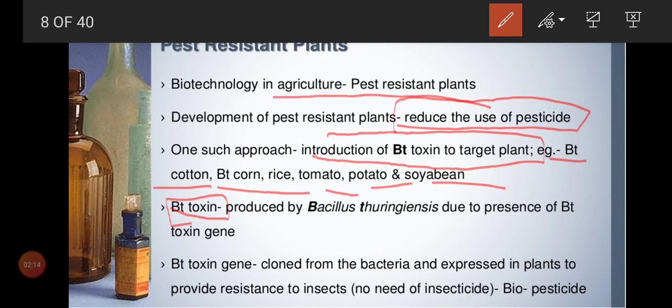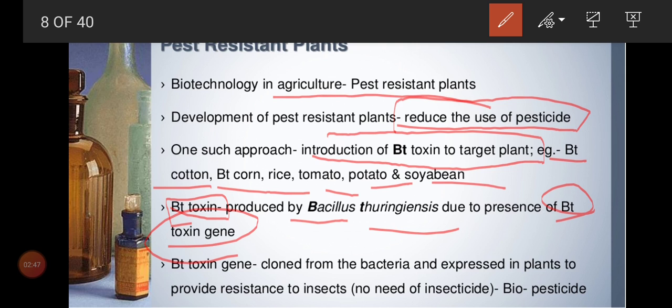The expansion for Bt is Bacillus thuringiensis. It is a bacterium, and it possesses a Bt toxin gene. What is the gene name? It was given in your book: cryIAc. That is the gene. And what protein will it produce? Cry protein, or Bt toxin protein. So the gene cryIAc produces a protein called Cry protein.